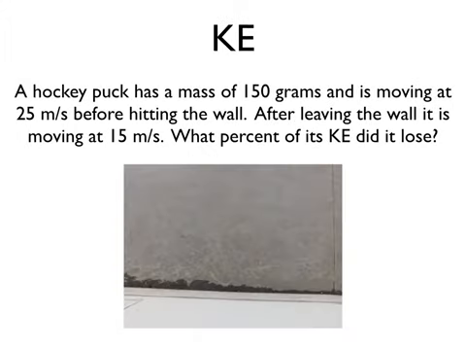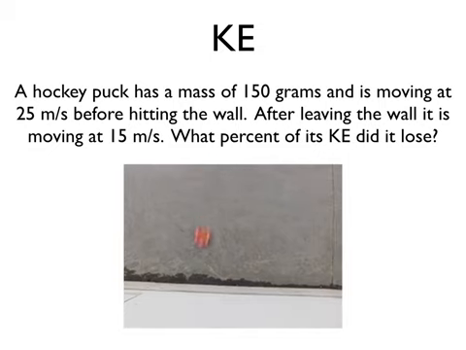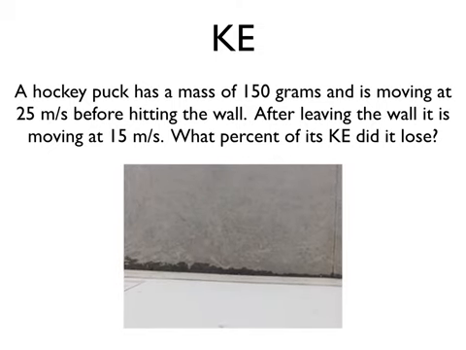Okay, kinetic energy. You should be able to find the kinetic energy of an object, and you should also be able to find the kinetic energy lost, or the percent of kinetic energy lost. So in this case, we have a hockey puck hitting the boards and slowing down. It went from 25 meters per second to 15 meters per second. The puck had a mass of 150 grams. Find the percent of its kinetic energy lost.